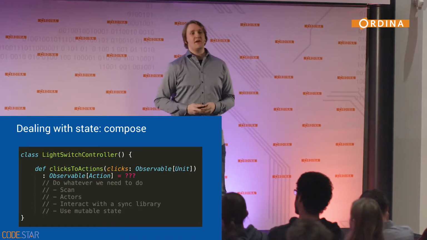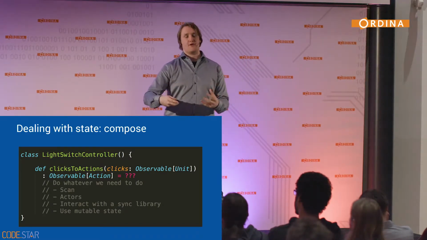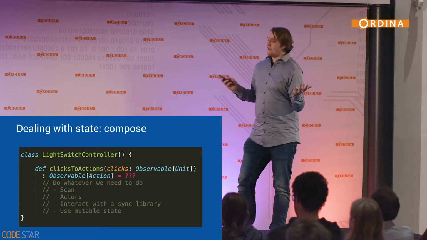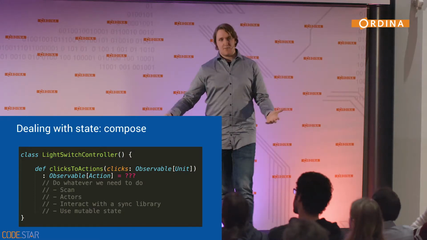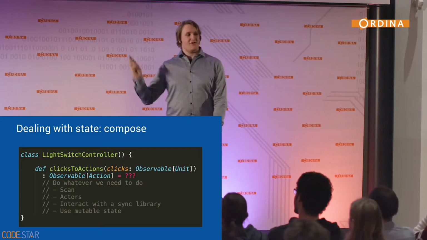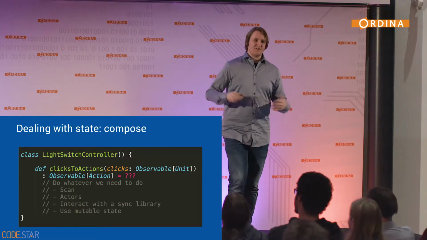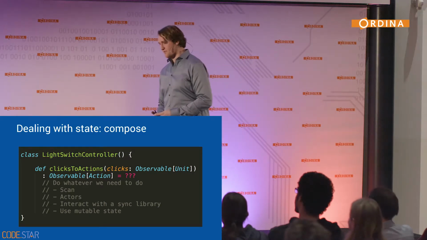Akka, for example, has an adapter for that, which will turn all the outputs from an actor into an observable. Or you can interact with a synchronous library here, whatever. If you really must, if it's 5 a.m. and you have a demo at 10 in the morning, just throw in a few vars in there. Who cares? I mean, we'll refactor it later, right? So this is a really nice way to hide this state.